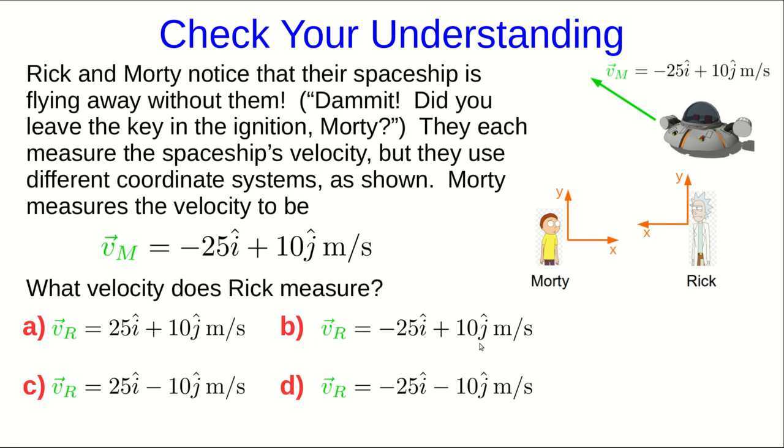Here's the question I asked at the end of the previous part of this lecture. Notice that Morty and Rick have their y-axes pointing in the same direction, and so they should both agree that the y coordinate of position is increasing, or in other words, that Vy is positive. However, Rick's x-axis is pointing in the opposite direction to Morty's, and so he will come up with the opposite sign for the x component, and so he will get A.